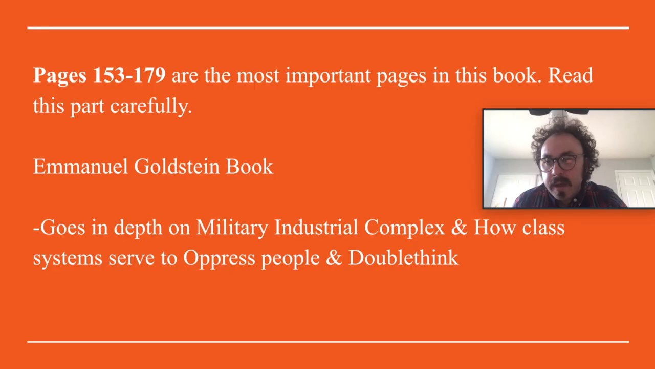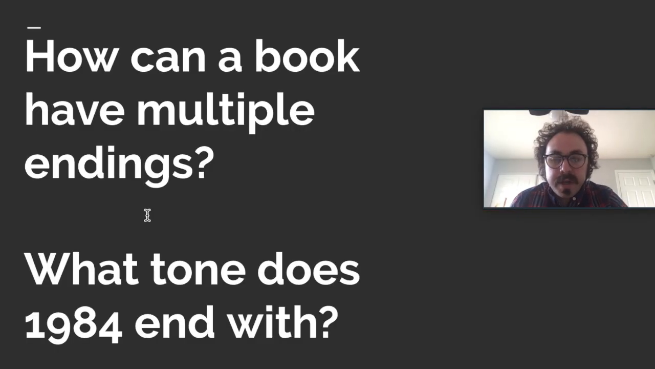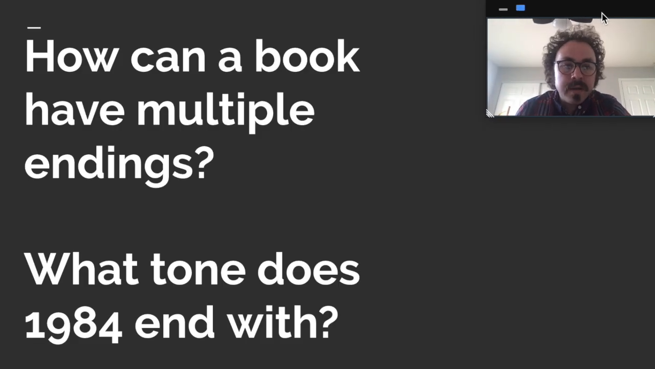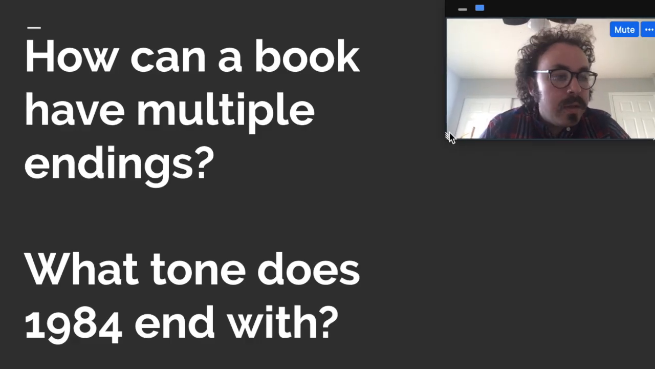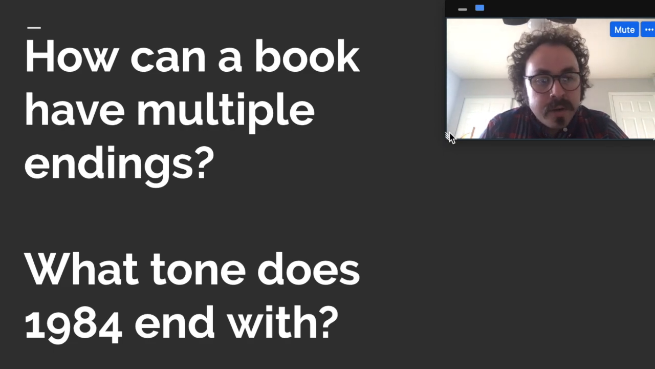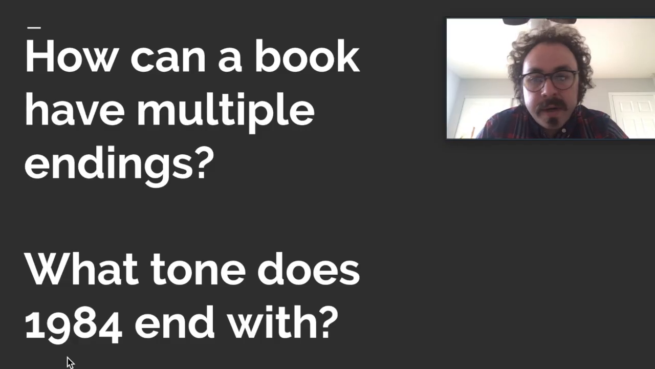Okay, moving on. How can a book have multiple endings, and what tone does 1984 end with? Depending on which ending you took away from the novel would affect the tone you're leaving the book with. I'm going to number 3 different endings and what tone each ending has. And maybe they outline 3 different possibilities for the future of civilization or society.